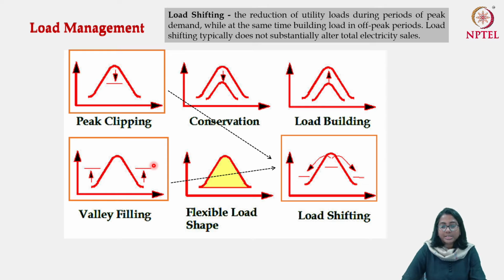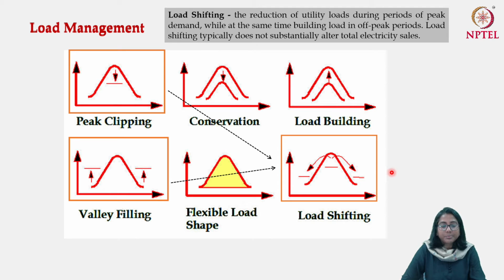A more plausible option is actually a combination of peak clipping and valley filling. This is the reduction of utility loads during the periods of peak demand while at the same time building the load during the off-peak periods. So load shifting typically does not substantially alter the total electricity sales. What you have observed is that the total electricity use and sale remain more or less unchanged in case of the red load curve and the blue load curve. However, the shape was very different. So if you combine peak clipping and valley filling, and this is one of the most important strategies under load management, what you get is called load shifting. So basically you are shifting your peak hour load to off-peak hours.